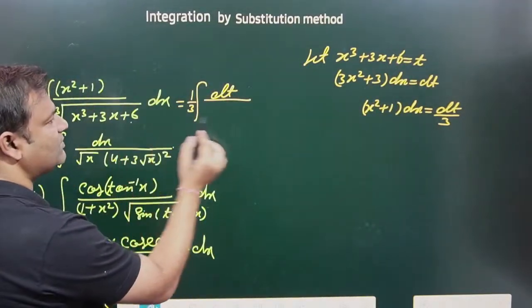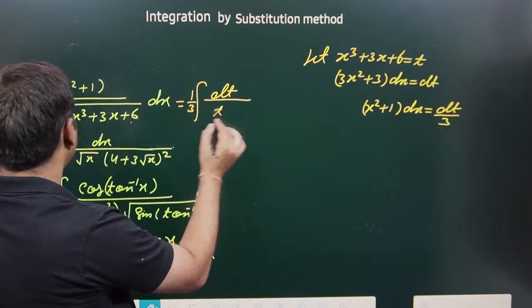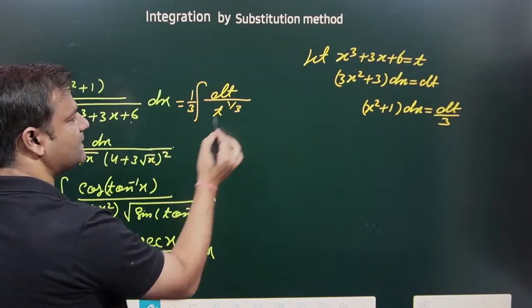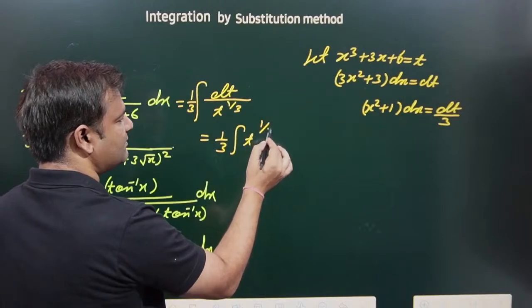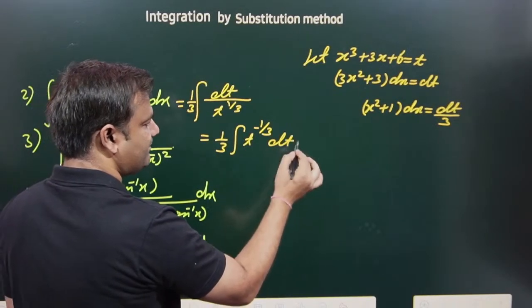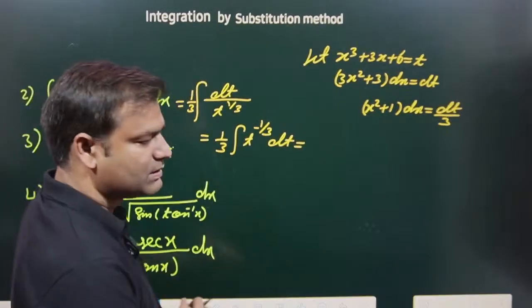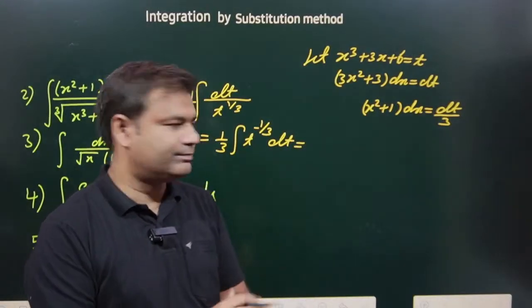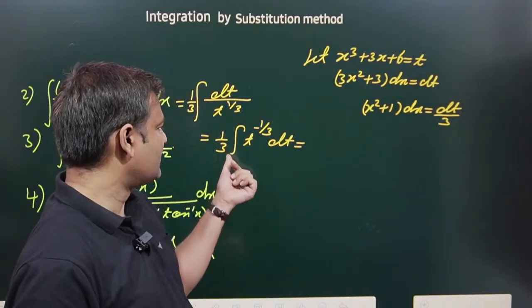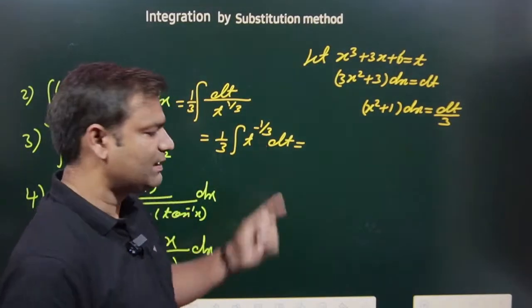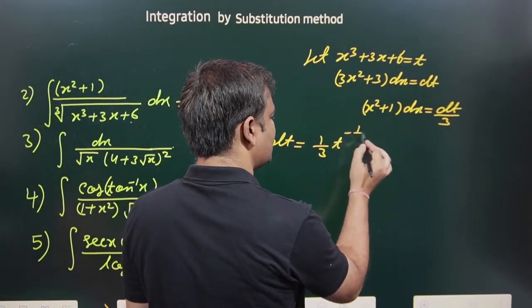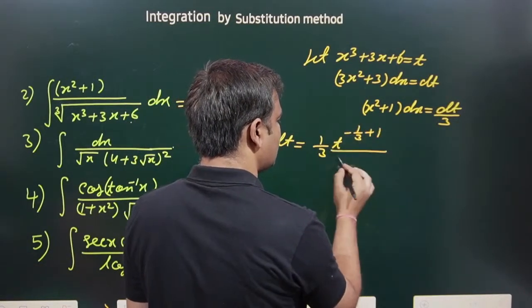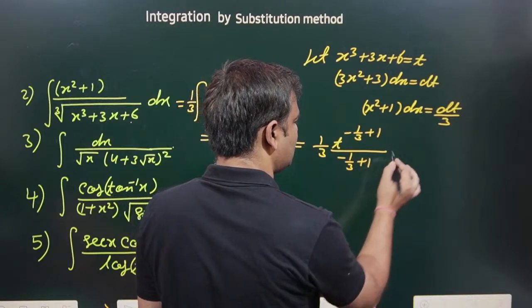So that value is how much? t to power 1 by 3. So you can say that 1 by 3 into t to power minus 1 by 3 dt. How can we solve? Very simple. If 1 by 3 here, t to power n, so this is t to power minus 1 by 3 plus 1 upon minus 1 by 3 plus 1 plus c.